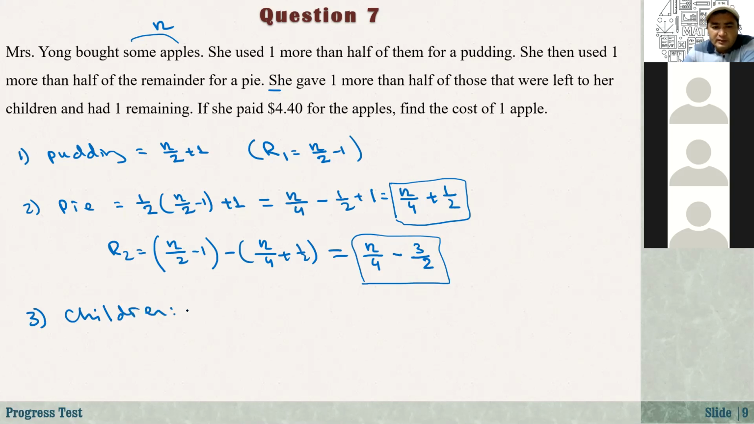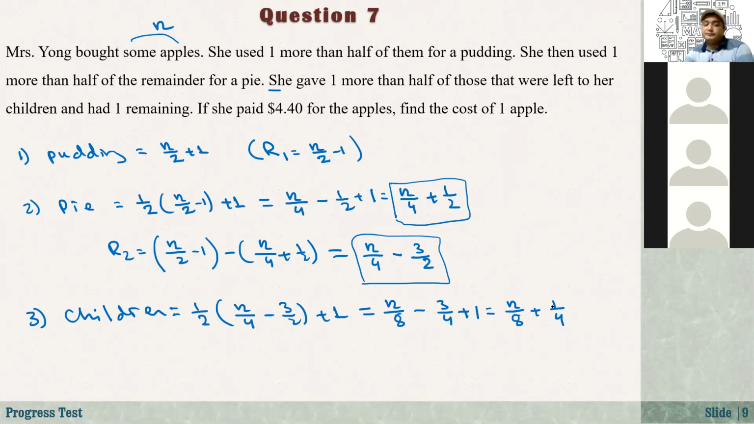How many? That is half of the remainder. That is n over 4 minus 3 over 2, plus 1 to the children, right? So that is n over 8 minus 2 times 3 over 2, 3 over 4, plus 1. That's equal to n over 8 plus 1 over 4. Okay, now this many apples left.